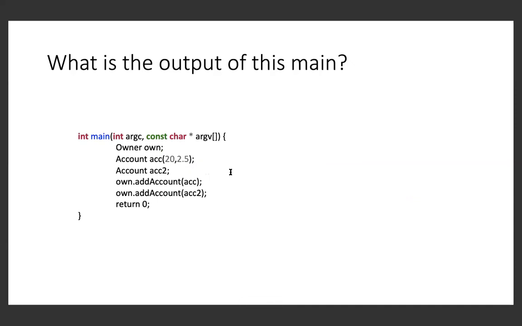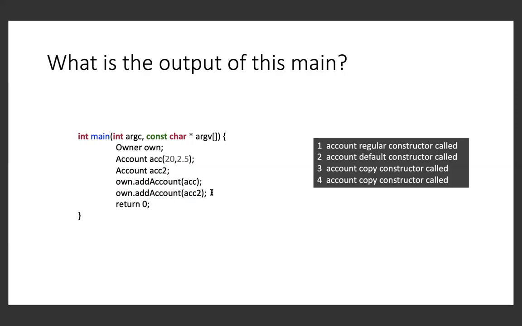So let's look at an example. This is still the same owner object that we created before. In here, we are creating an account object using the regular constructor, because we are passing the members 20 and 2.5. This is the regular constructor of the account object. ACC2 is another account object that we are constructing, but we're using the default constructor. And then we are using the function of owner, on own, to add account ACC and add account ACC2.